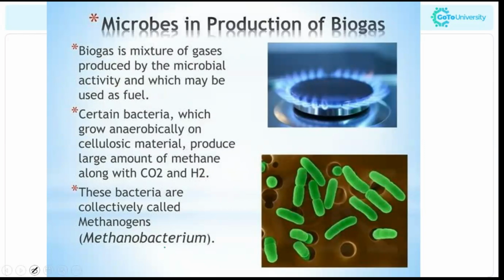Now, moving to the next area, that is the microbes in the production of biogas. So this is actually a continuation. Biogas is a mixture of gases containing predominantly what? Methane. So biogas is mainly rich in which gas? That is methane. And this is produced by microbial activity and may be used as fuel. So it is used as a fuel.